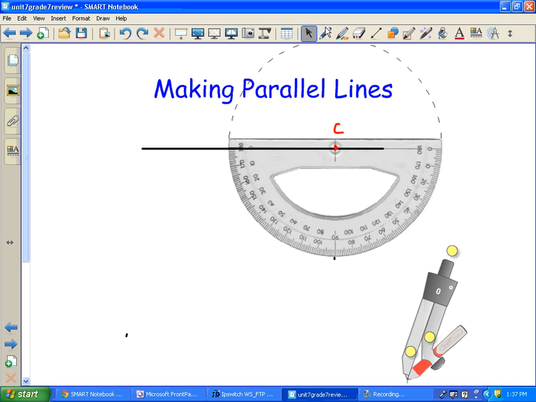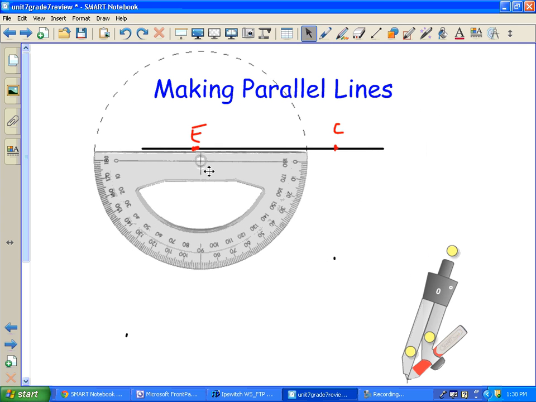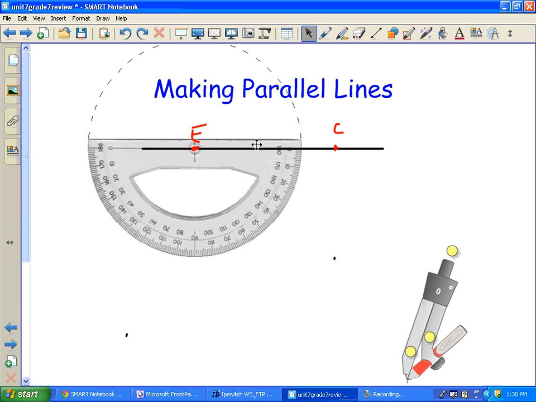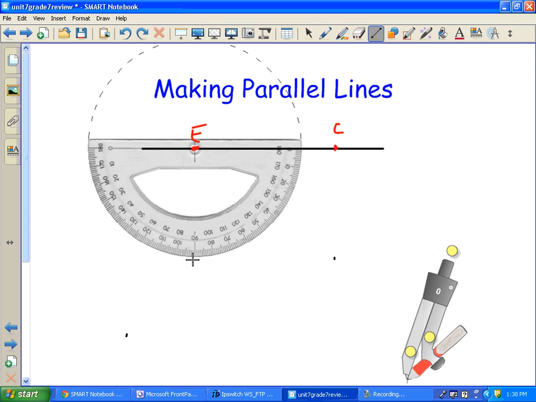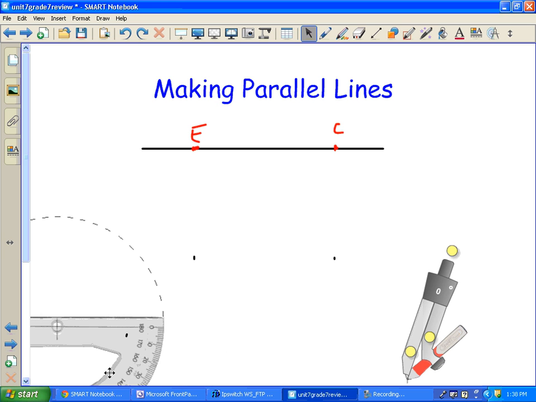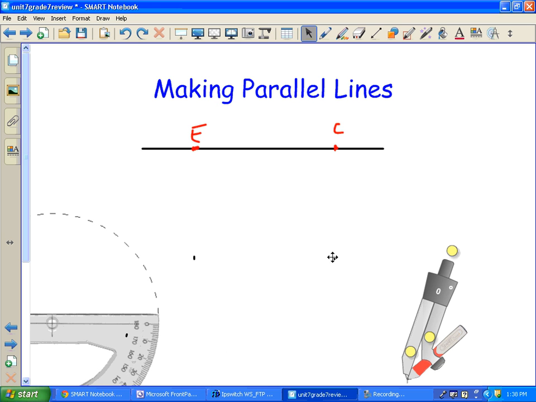Now I'm going to need to make another point just down here a little bit, and I can call that whatever I want. I'm going to call it E. And I'll do the exact same thing. I'll put it right on that point I just made, line up the line with the line, and then go straight down again and make sure that I put it right at the tip of my protractor, right at 90 degrees. Now I'll move it out of the way, and I made sure that the mark was right at the edge of my protractor.